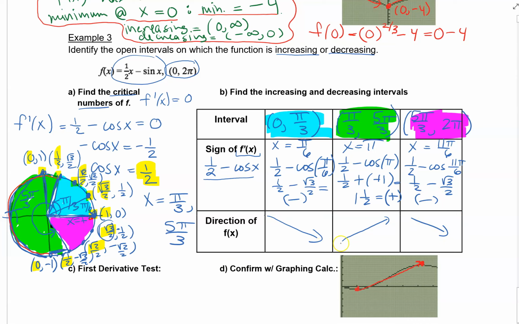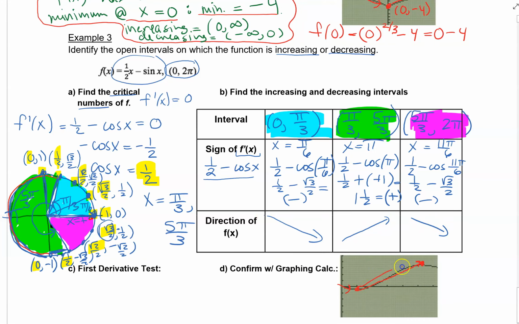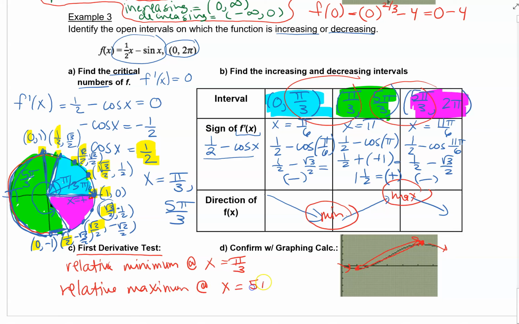So I went from decreasing to increasing to decreasing. You can see that from the calculator, right? Decreased, increased, and then decreased. So I hit a minimum at pi over 3, and I hit a maximum at 5 pi over 3. And so that's what the first derivative test tells me. It says I have a relative minimum at x equals pi over 3, and I have a relative maximum at x equals 5 pi over 3. I could tell that just from my sign chart.